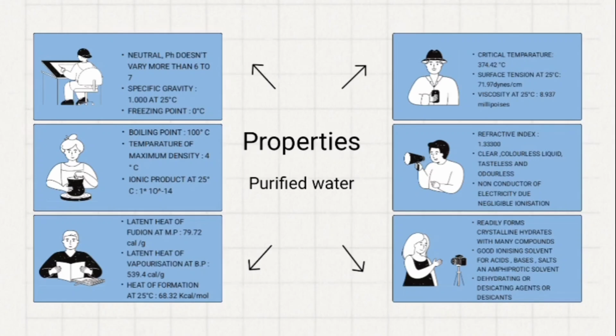Latent heat of vaporization at boiling point is 539.4 calorie per gram. Heat of formation at 25 degrees centigrade is 68.32 kilocalorie per mole. Its critical temperature is 374.42 degrees centigrade. Its surface tension at 25 degrees centigrade is 71.97 dynes per centimeter. Its viscosity at 25 degrees centigrade is 8.937 millipoises. Its refractive index is 1.33300. It is a clear, colorless liquid.